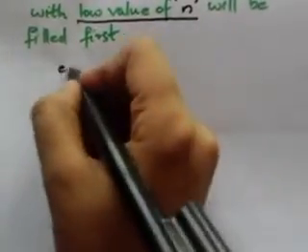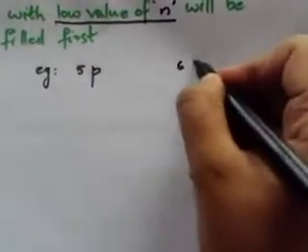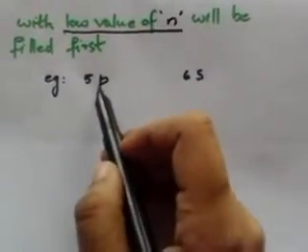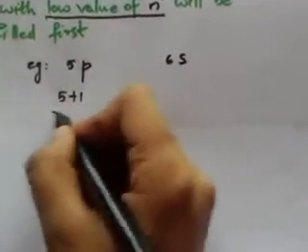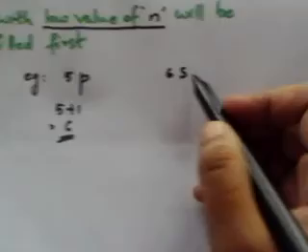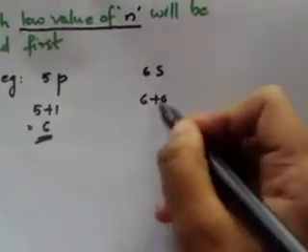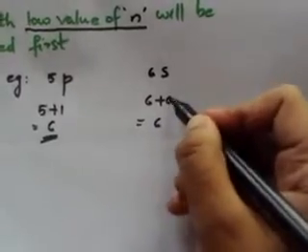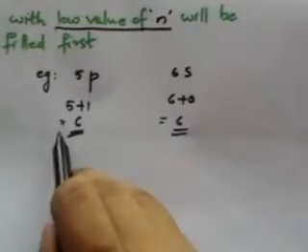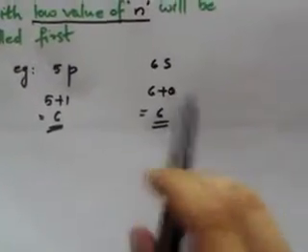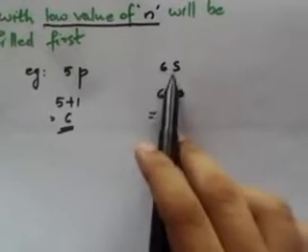For example, 5p and 6s. Here the n plus l value for 5p is 5 plus 1, which is equal to 6, and for 6s the n plus l value is 6 plus 0, which is equal to 6. So here both n plus l values are the same. Here 6, here also 6. So the n plus l value is the same for both the subshells 5p and 6s.